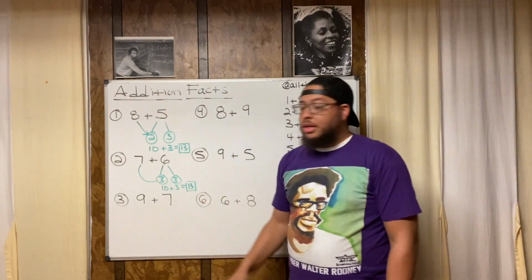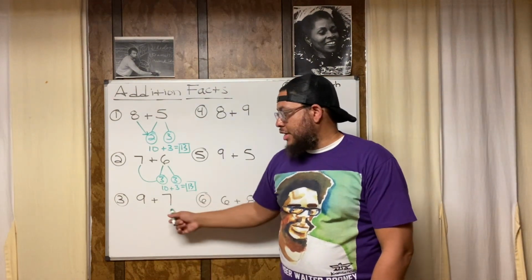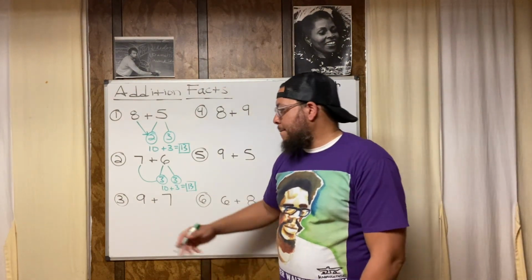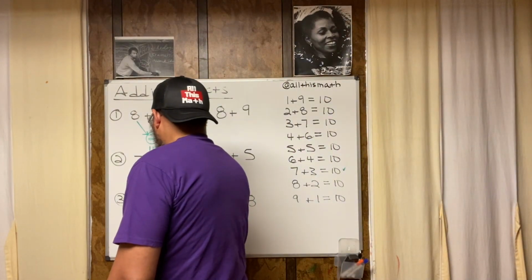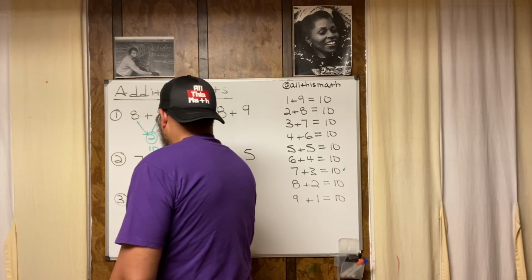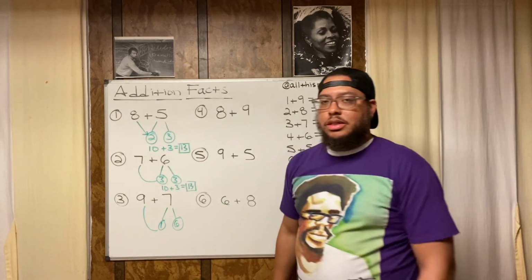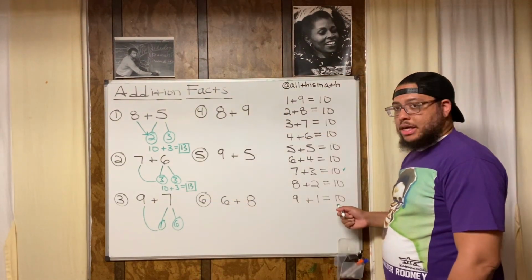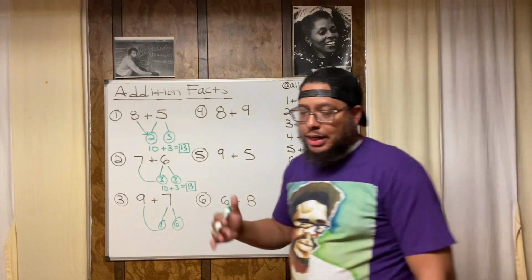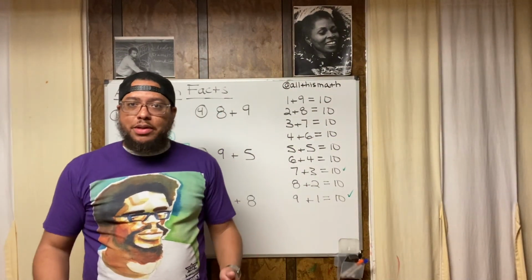Now, number 3. Let's look. 9 plus 7. Go to the smaller number. 9 and 7. Smaller number is 7. I'm going to break 7 up like this, 1 and 6. Why did I break it up into 1 and 6? Because what happens when I do 9 plus 1? I get 10. And remember, we're trying to get to 10. That's the goal. Our goal is to get to 10 because 10 is our happy number, right?